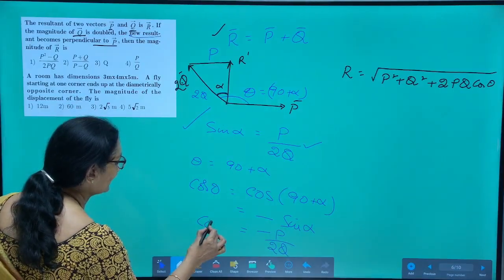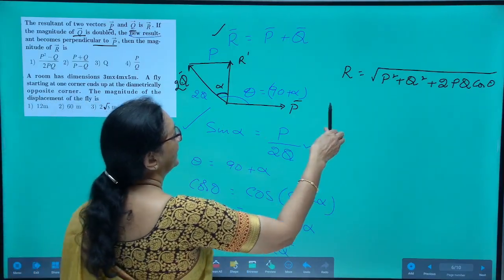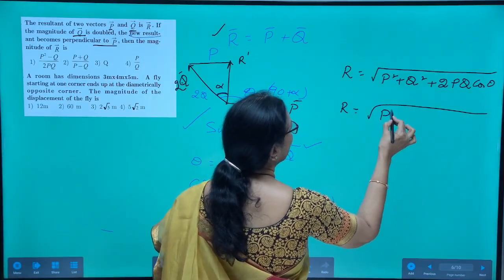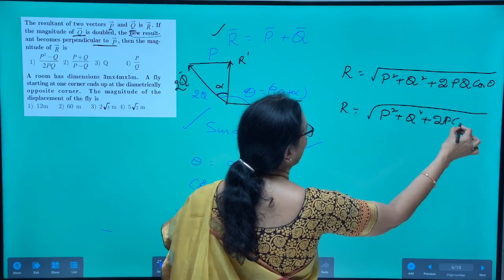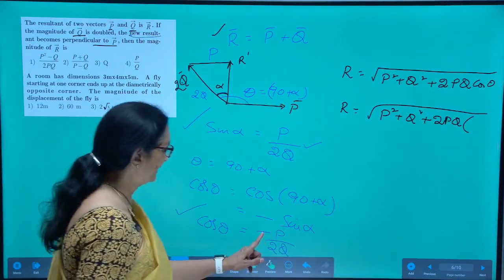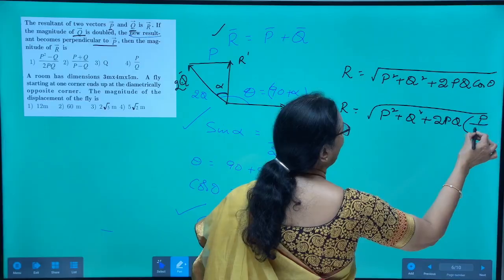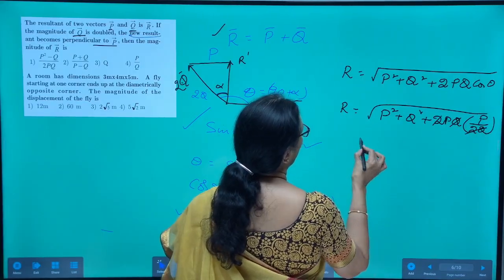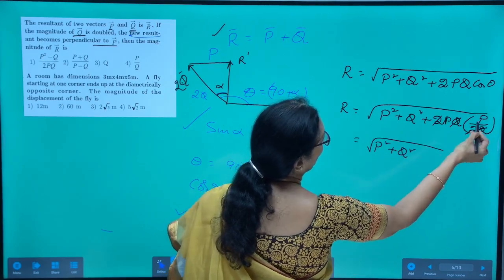So let us substitute this cos theta in that expression. r is equal to root of p square plus q square plus 2pq, with cos theta as minus p by 2q. So the 2q gets cancelled. This is root of p square plus q square.